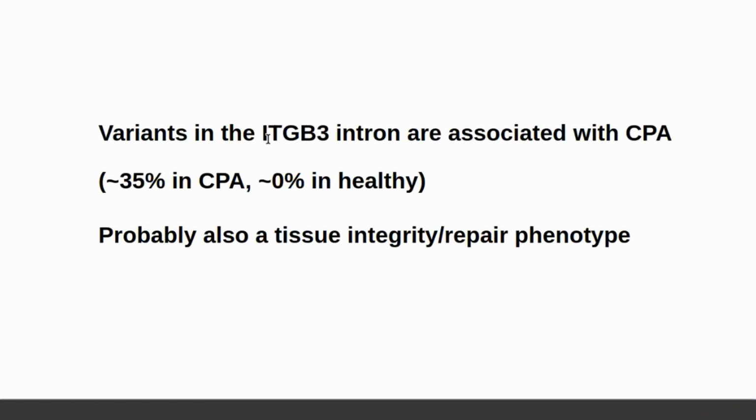The final one I want to talk about is new. So we've not talked about this before, ever, to anyone. And this is to do with chronic pulmonary aspergillosis. And we've discovered that variants in the ITGB3 gene, I'll talk about what that is in a minute, are associated with CPA. So that if you carry this variant, about 35% of chronic pulmonary aspergillosis patients have this variant, which is quite significant for this type of thing.